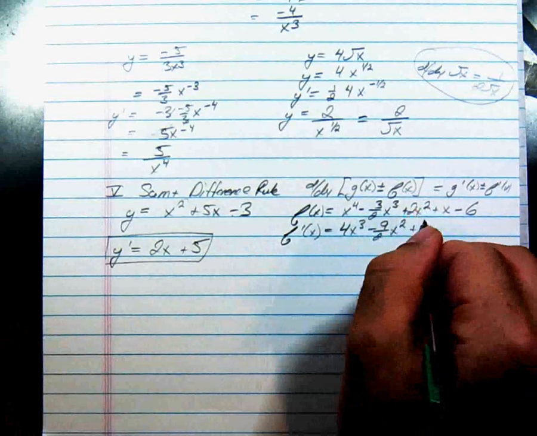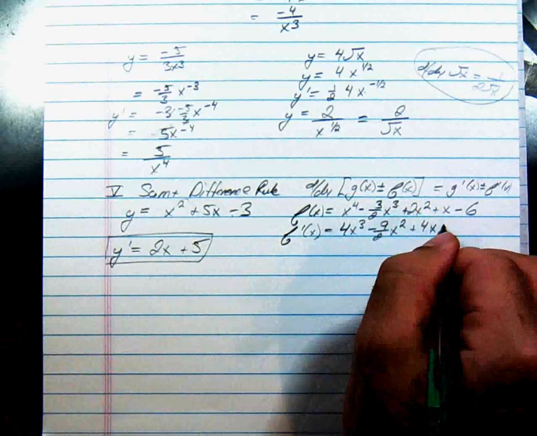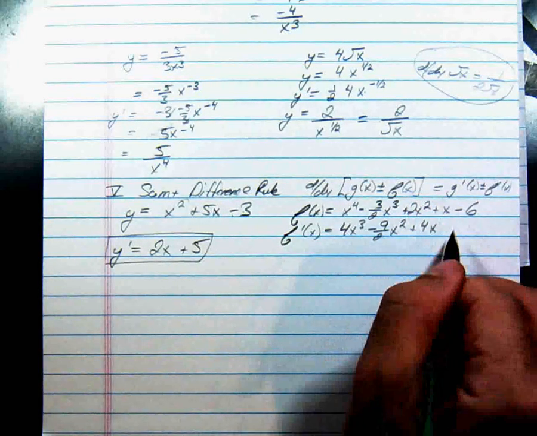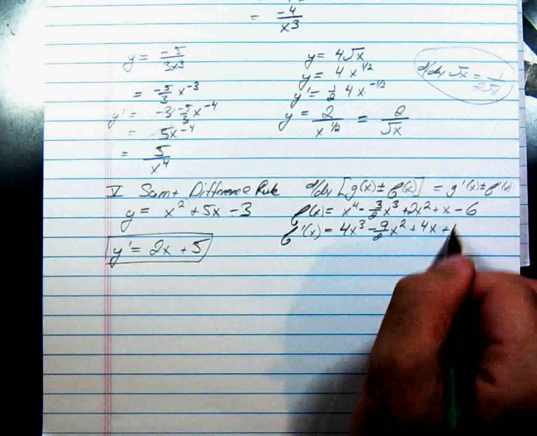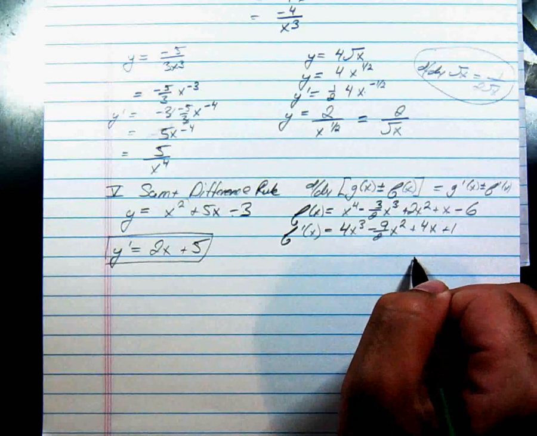2 comes in front, plus 4x to the first power. The derivative of x is just 1, and the derivative of any constant is just 0.